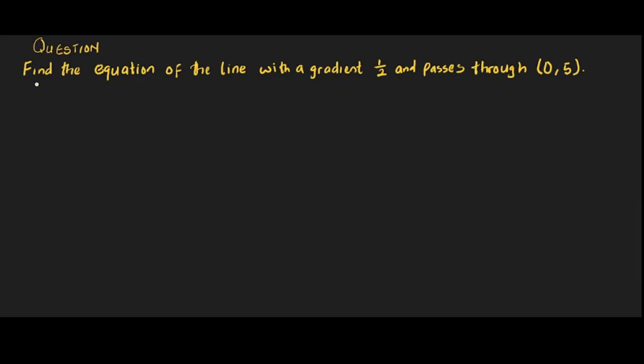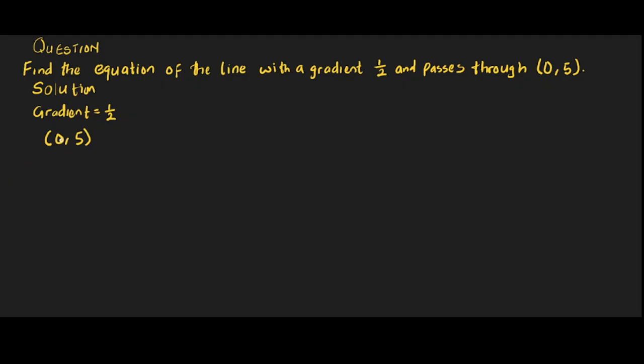Let's solve this. The question says, find the equation of the line with the gradient 1 over 2 and passes through (0, 5). Solution. The question asks us to find the equation of the line, and we're given the gradient, which is 1 over 2, and it passes through the point (0, 5). In this case, we are being given the gradient and a point.